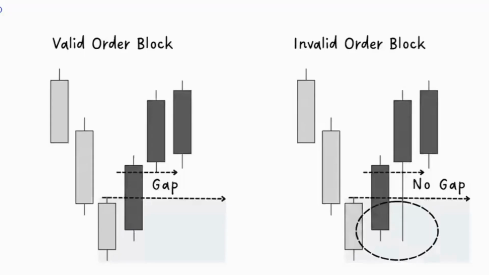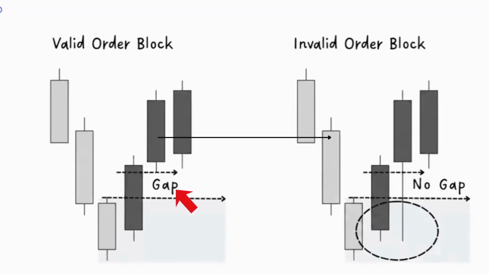Now that you know what an order block is, it's important to understand that not every order block is worth trading. A high-probability order block should be backed by strong displacement that creates a fair value gap. Looking at the example on the left, notice how price leaves the order block with strong momentum, creating a clear imbalance or fair value gap. This shows that buyers stepped in aggressively, making the order block a high-quality point of interest.